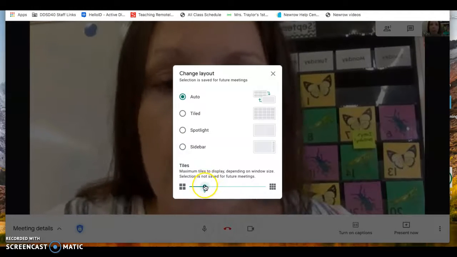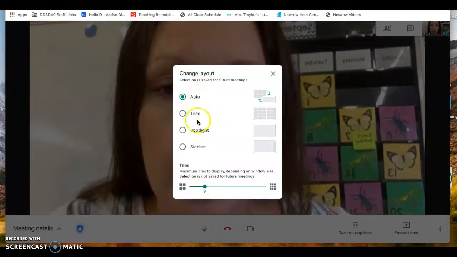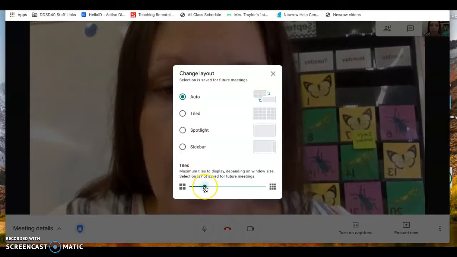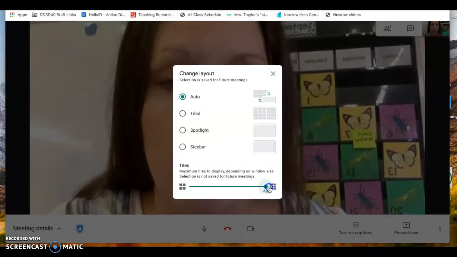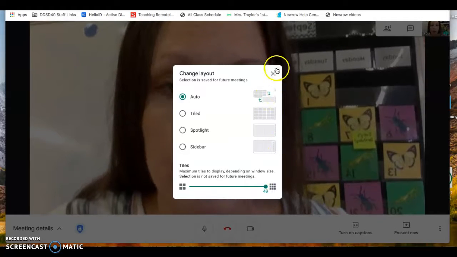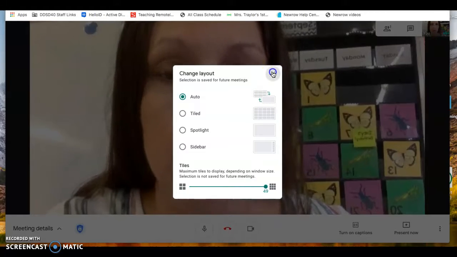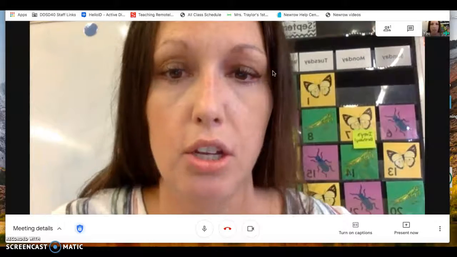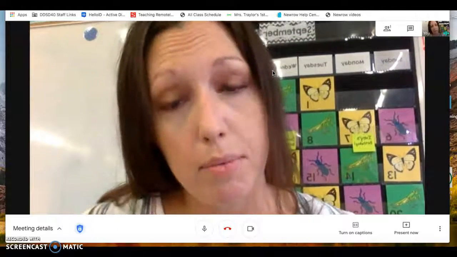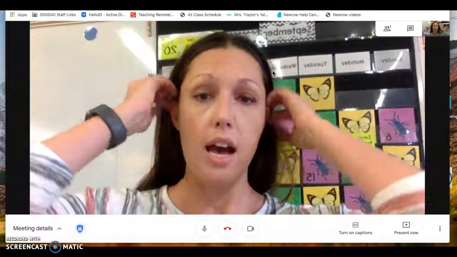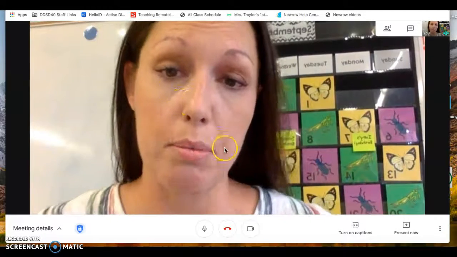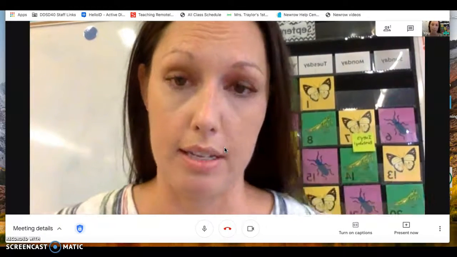Okay, so you don't need to really worry about any of these. What you do is you take the little cursor and you press on the green circle and then you slide it. I would just slide it all the way over. We're not going to have 49 people in our meeting, but that way you will see everyone no matter what. And then you just press the X. Right now, I'm the only person in the meeting, so obviously you can't see anybody else, but if there were other people in the meeting, you would be able to see all the faces in boxes.